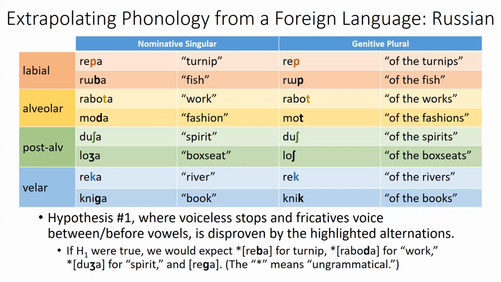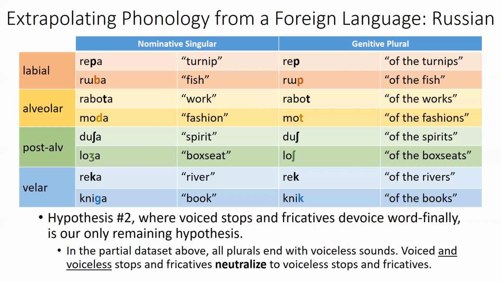Hypothesis number 1, where voiceless stops and fricatives voice between or before vowels, is disproven by the highlighted alternations. So consider hypothesis 1. If we look at the forms for turnip at the top here, where we have repa, rape, we would actually expect reba for turnip. We would expect raboda for work. We would expect duja for spirit, and we would expect rega for river. That star there means these are ungrammatical, right? So those are not the forms we see. So because we don't see stops alternating between voiced and voiceless when we have a voiceless stop or fricative in there, we can throw out hypothesis number 1.